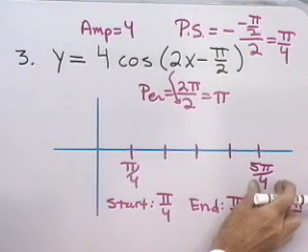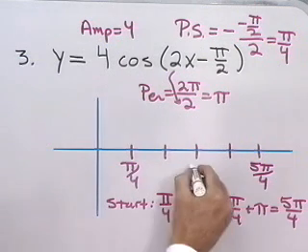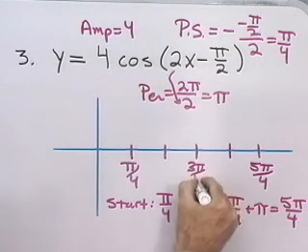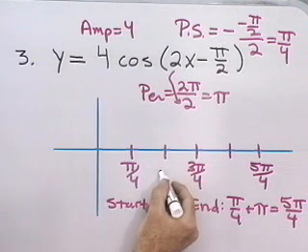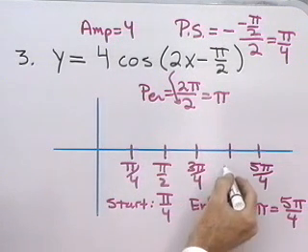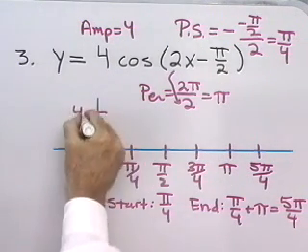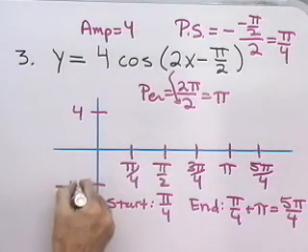Pi over 4 plus 5 pi over 4 is 6 pi over 4, and divide that in half. So this will be 3 pi over 4. 1 pi over 4, 2 pi over 4, so that's pi over 2. 3 pi over 4, 4 pi over 4, which is pi, and then 5 pi over 4. Okay, the amplitude is 4, so I'll make that 4 on the y-axis and that negative 4.